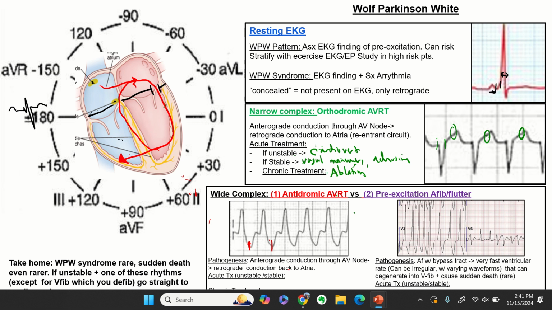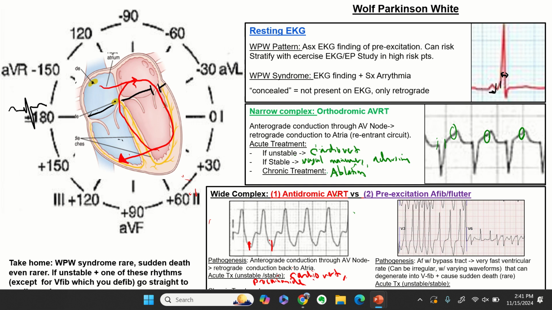Acute treatment: anytime you have a wide complex tachycardia that is unstable, you cardiovert. For people who are stable, you're usually going to give procainamide. That is your antiarrhythmic to go to: procainamide for stable patients, cardiovert for unstable patients. Anytime someone's unstable with a wide complex tachycardia, you are going to cardiovert them, using some sort of electricity, so pretty easy.